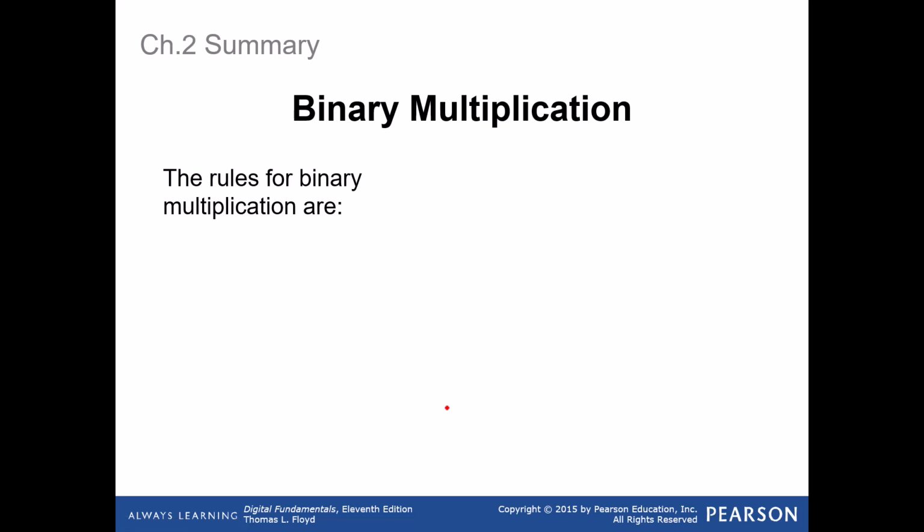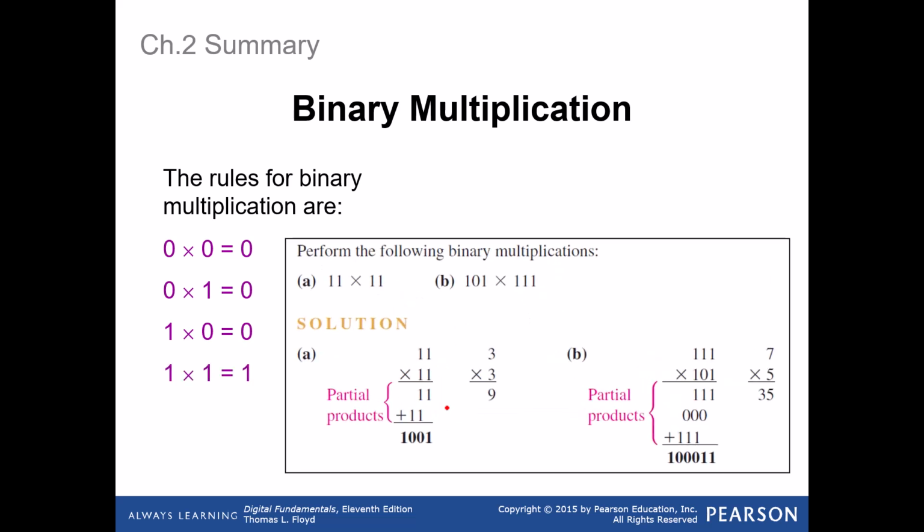Binary multiplication is very easy. 0 times 0 is 0, 0 times 1 is 0, 1 times 0 is 0, 1 times 1 is 1. All right, and if we have numbers with multiple digits, like 11 times 11, which is really 3 times 3, we do it the same way as we do with decimal.